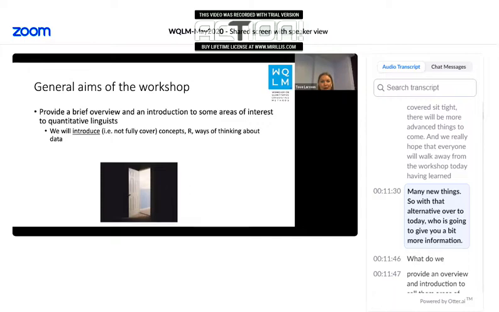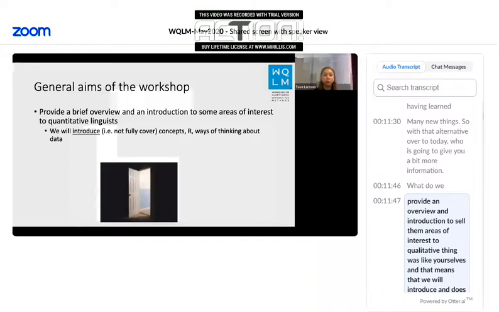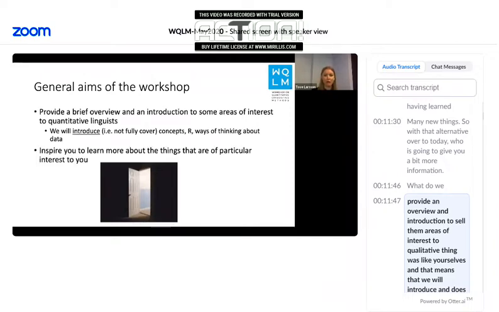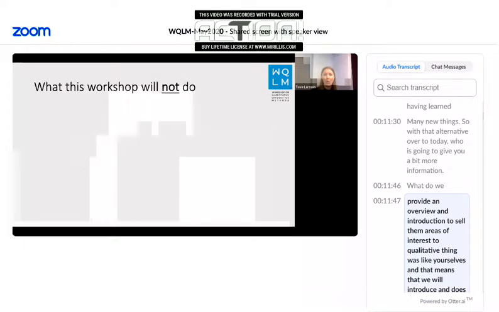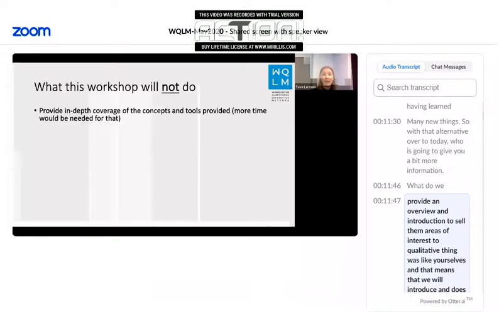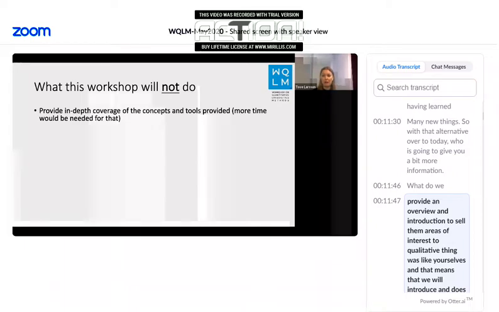Today is to provide an overview and an introduction to some areas of interest to quantitative linguists like yourselves. And that means that we will introduce and thus not fully cover concepts, and thus invite you to learn more about those that are of interest to you. So what we won't be doing is to provide an in-depth coverage of the concepts and tools provided because we only have so much time. One day, we will have 2 hours each.